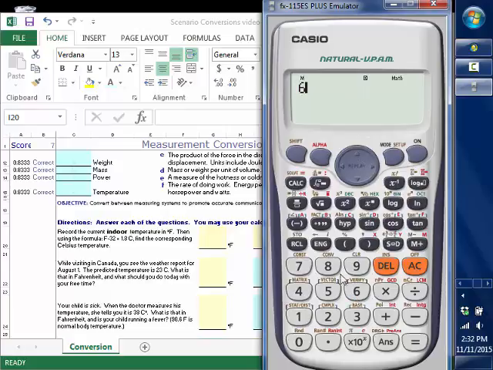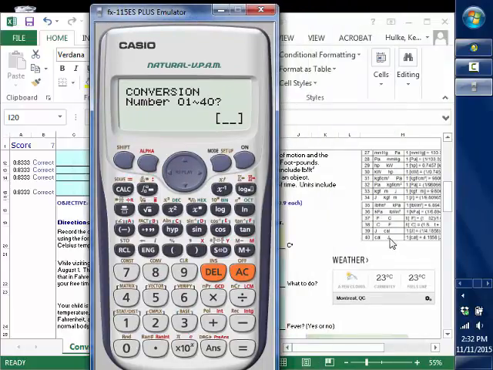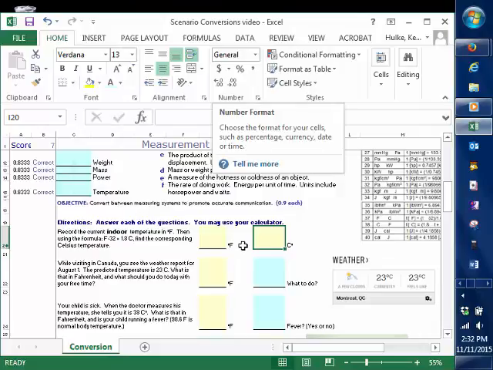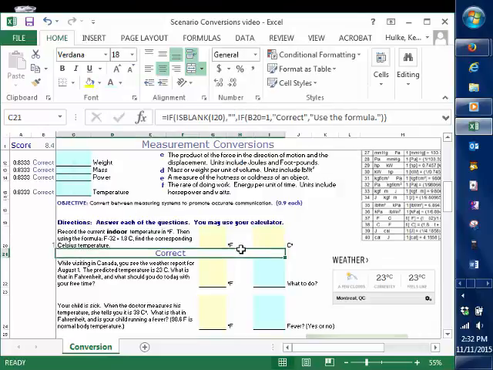So the first thing I do is I type the temperature, then the conversion is shift 8. Which conversion number is temperature? We're going from Fahrenheit to Celsius, so that's number 37. Fahrenheit to Celsius, when I press equals, it comes out with what the temperature is in Celsius.